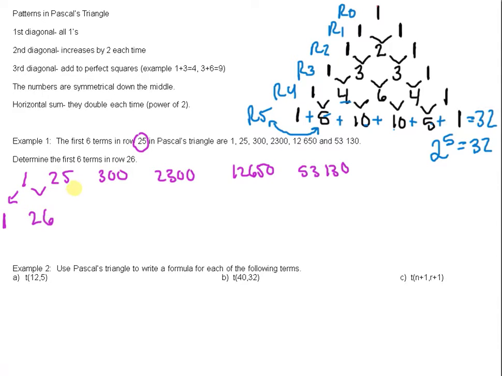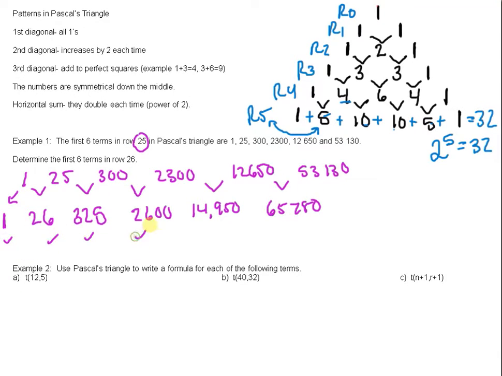We add these to 26. We add these ones to 325. We add these ones to 2,600. We add these ones to 14,950. And we add these ones to 12,650 plus 53,130, 65,780. That's 1, 2, 3, 4, 5, 6. Those are the first 6 terms in row 26.